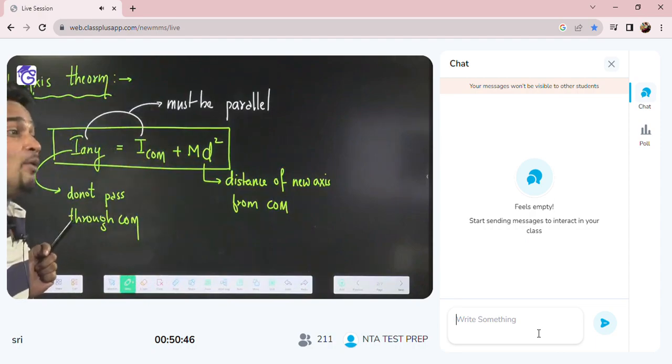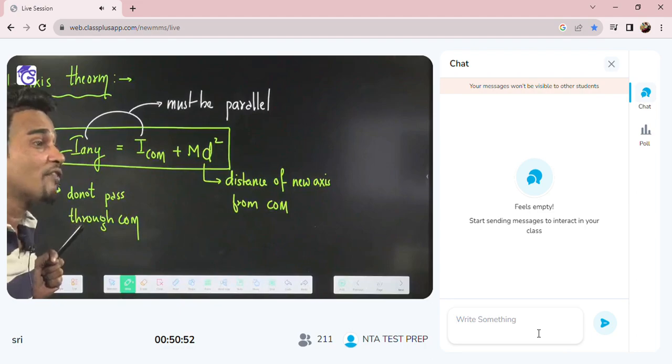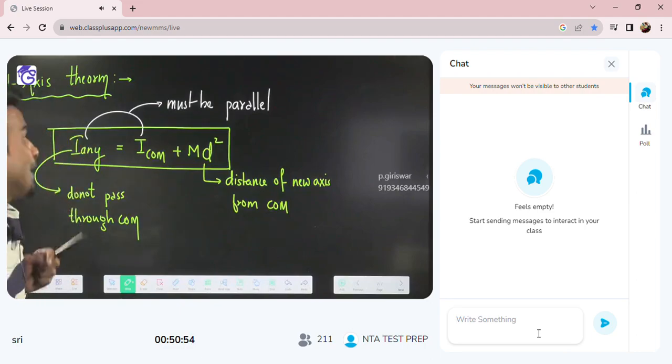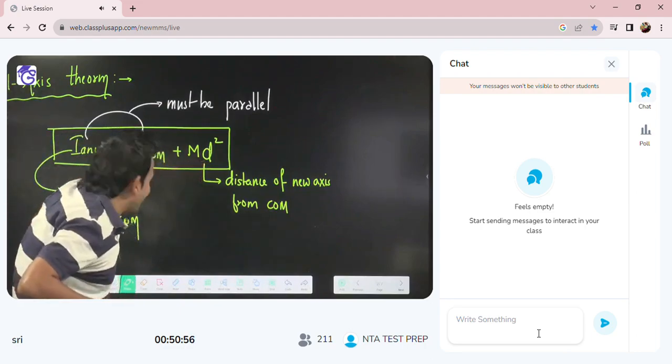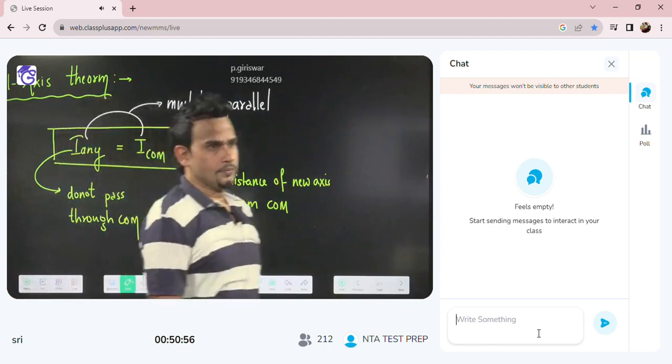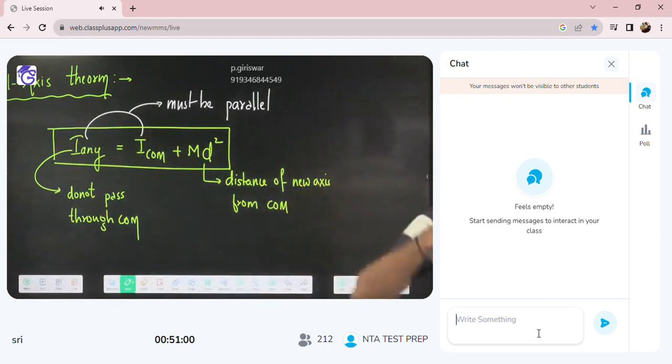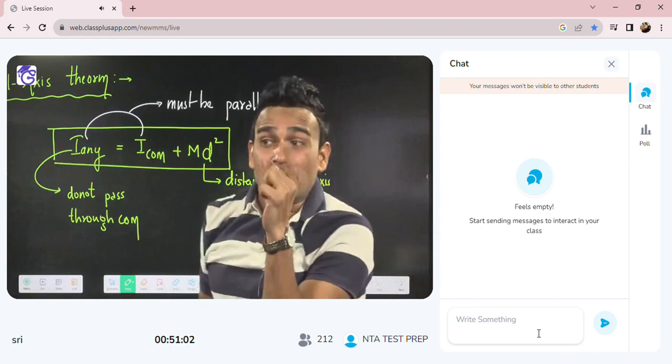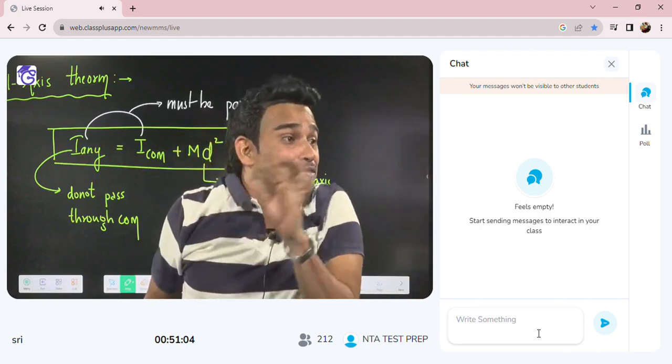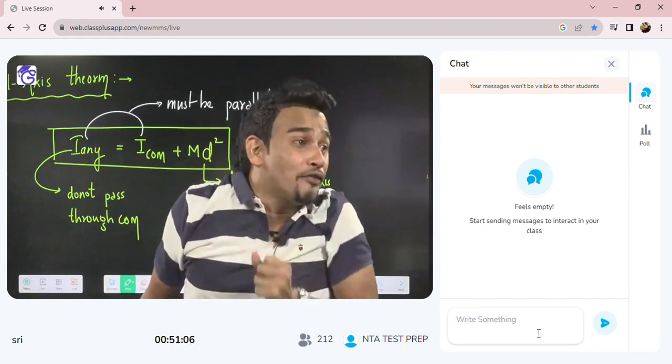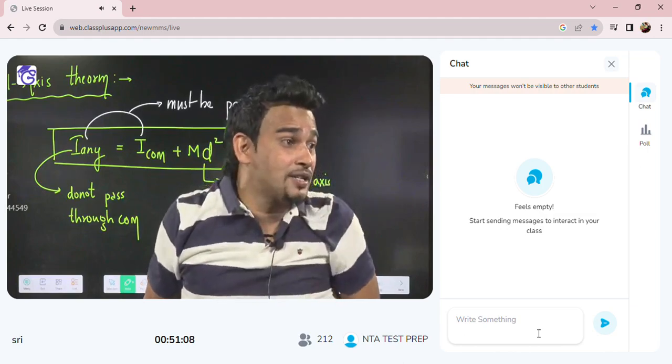About center, moment of inertia will be minimum. About any other axis, moment of inertia will increase. And if distance is more, I will be also more. For any other axis, you have to add extra Md square. If you add extra Md square, moment of inertia will increase. Now you write this point.